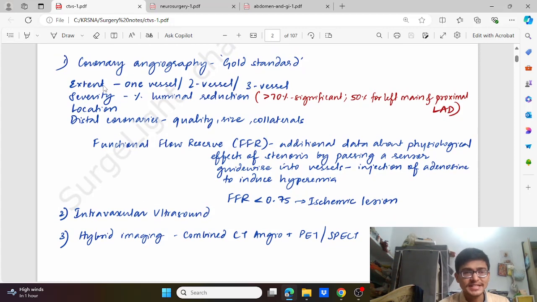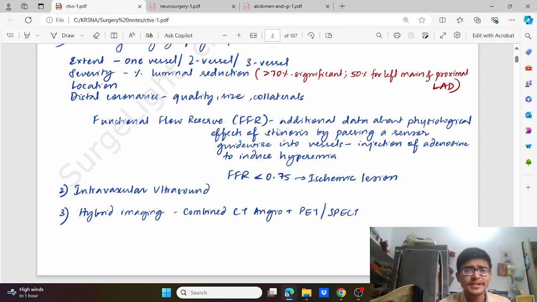We'll come to know the extent, whether it is one vessel, double or triple vessel disease, and the severity, the percent of luminal reduction, where more than 70% is significant, and 50% for left main and proximal LAD is significant. Then the location of the disease, distal coronaries, quality, size and collaterals.